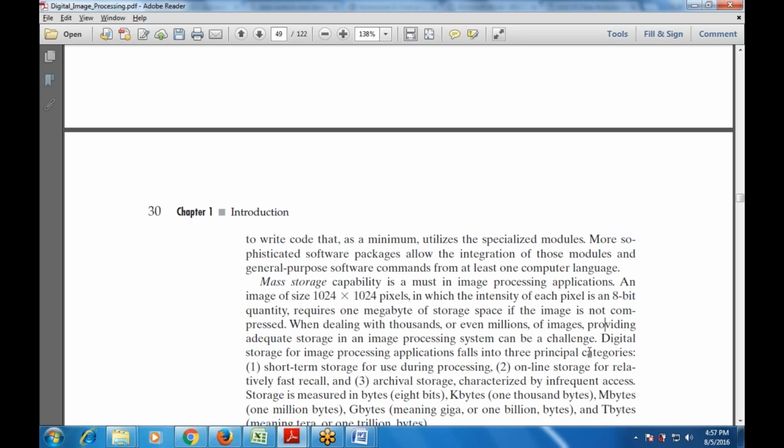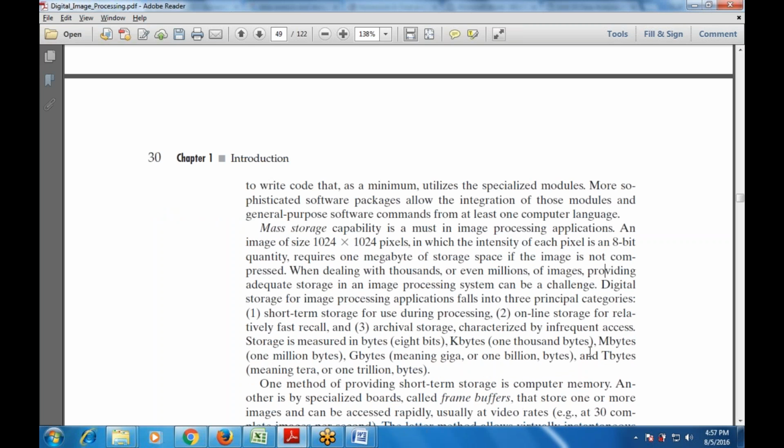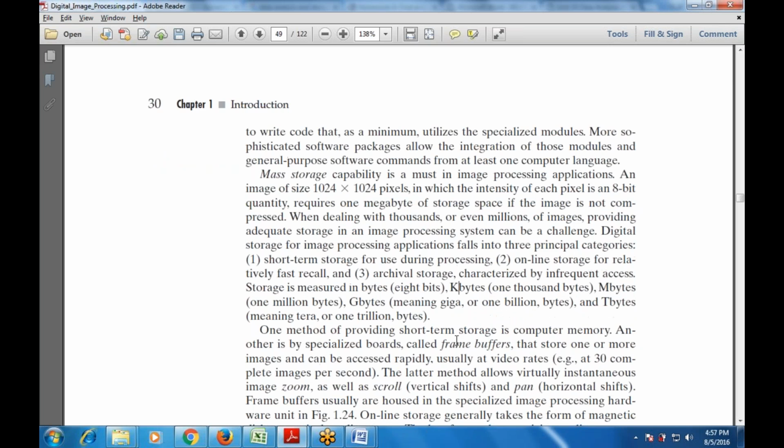When we talk about digital storage for image processing applications, it falls into three principal categories. One is short-term storage for use during processing. Then online storage for relatively fast recall. Then archival storage, characterized by infrequent access. Storage is measured in bytes, kilobytes, megabytes, gigabytes, and terabytes. These are the unit measurements of memory.